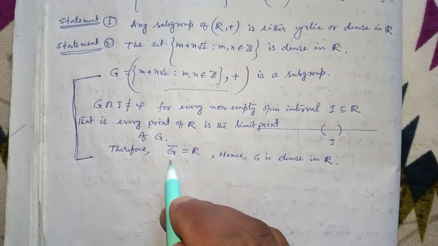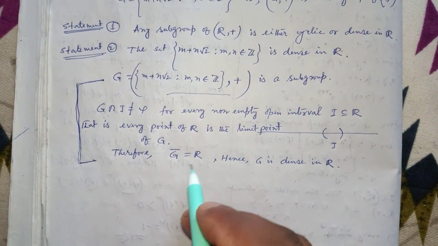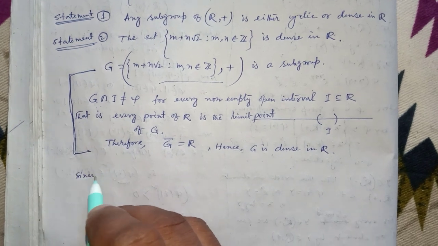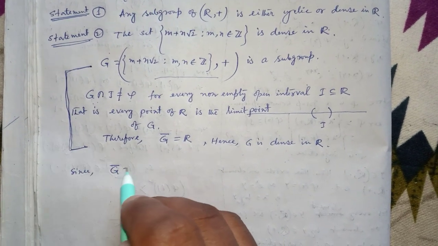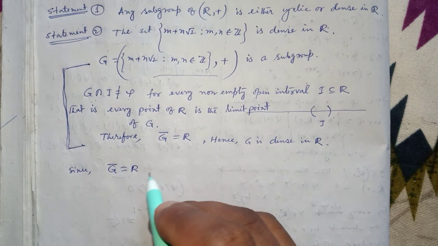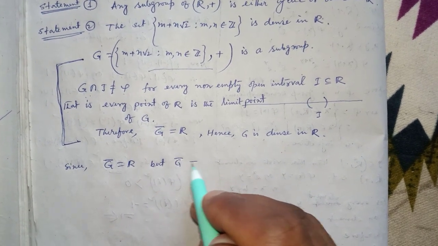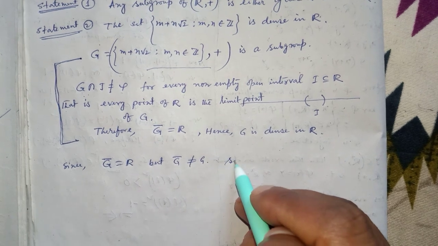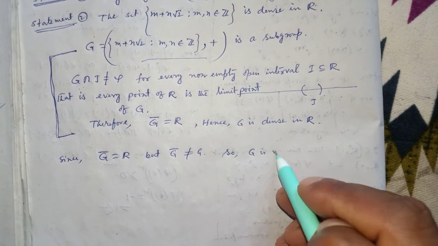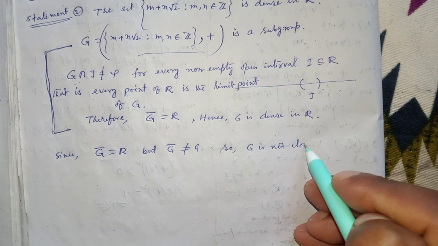Since the closure of G is equal to R, but the closure of G is not equal to G, G is not a closed subset of R.